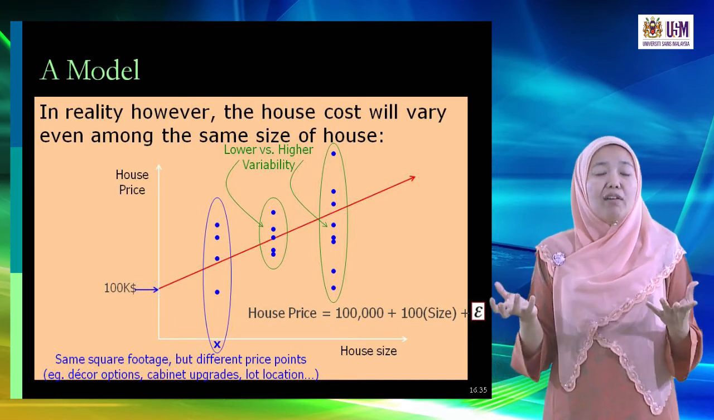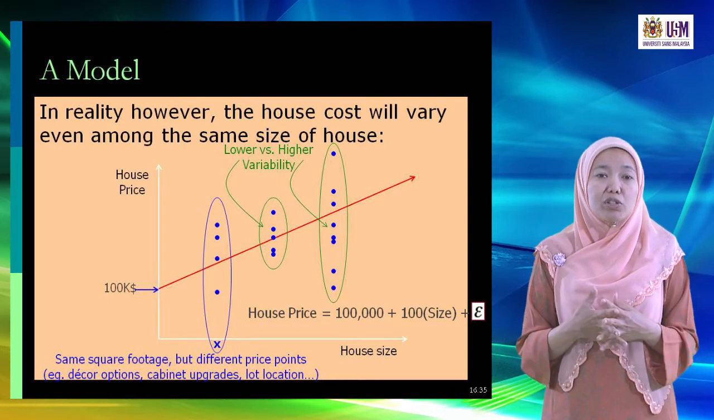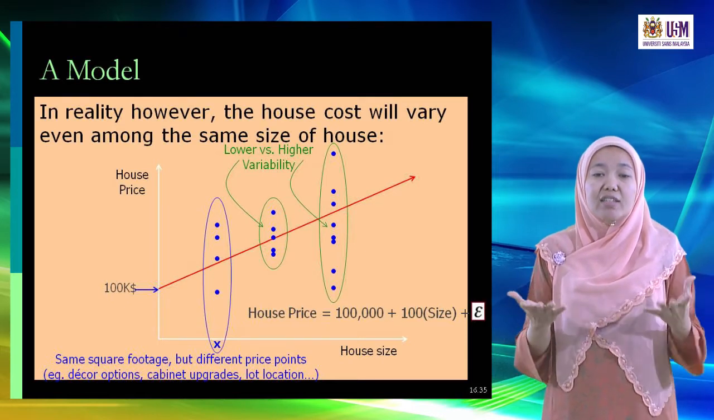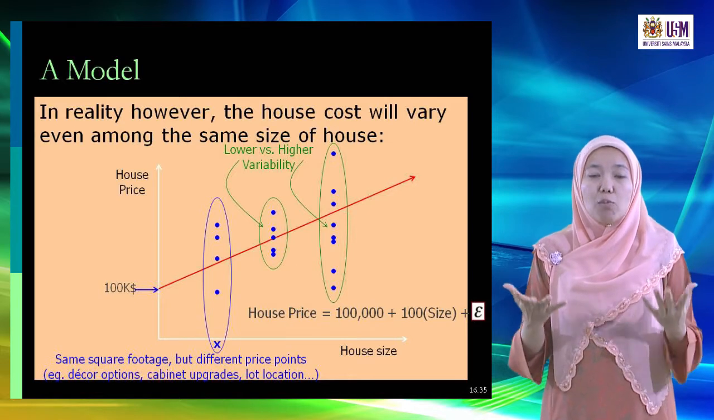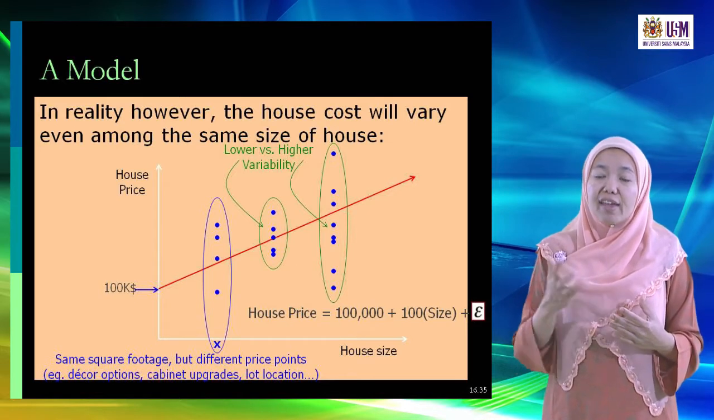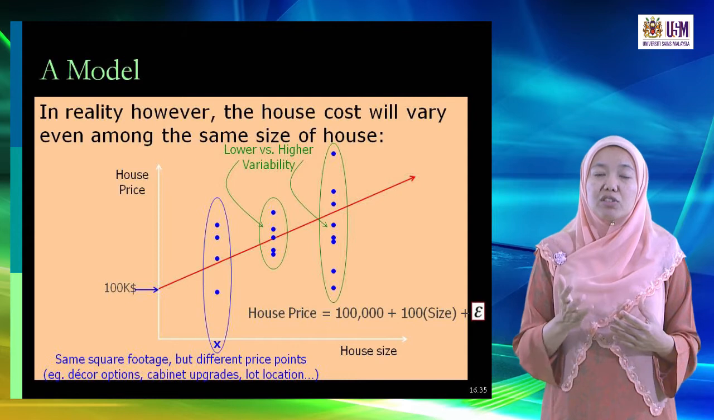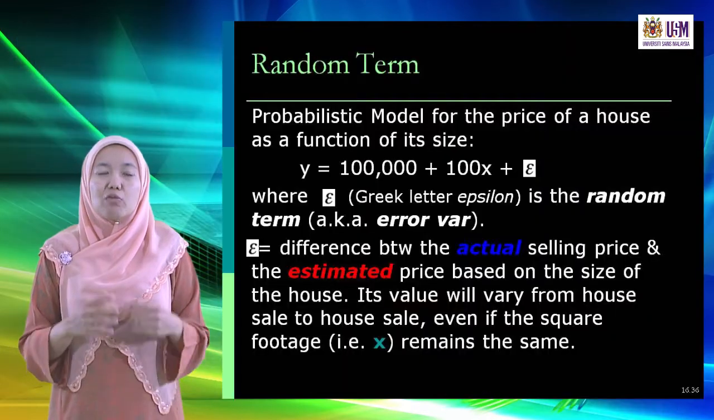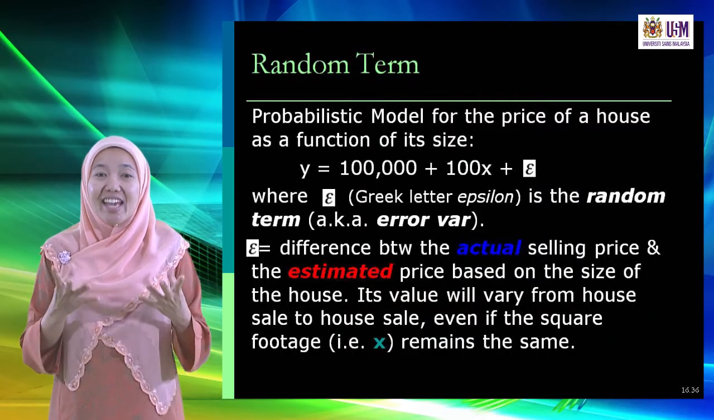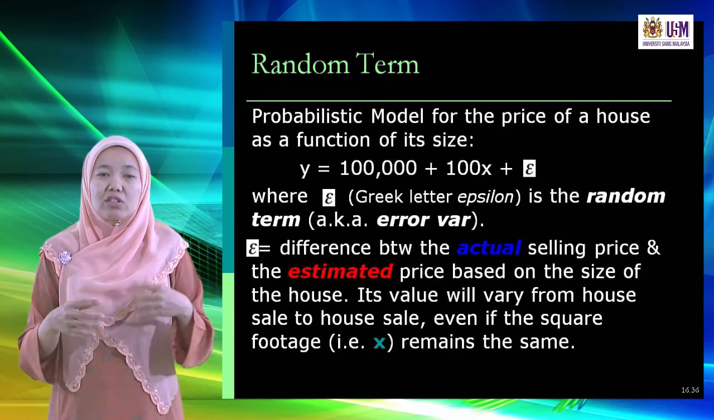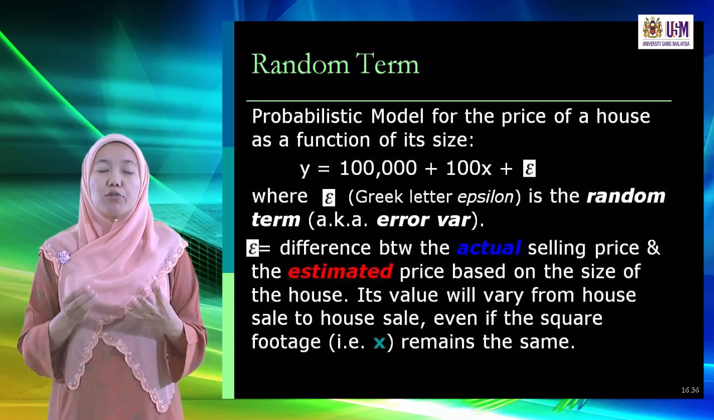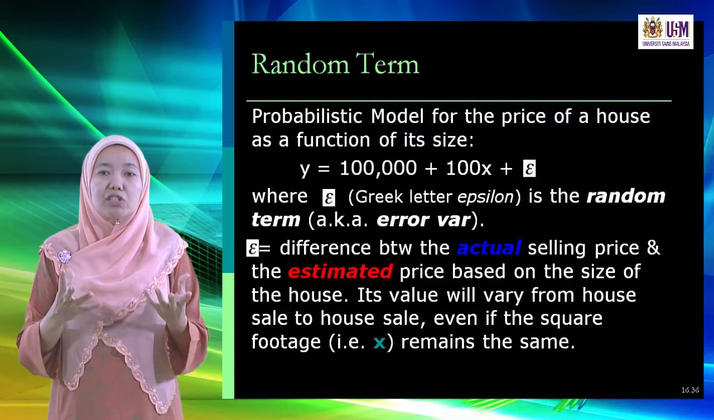Such that what you have now is no longer a deterministic model, but a probabilistic model, with the addition of an error term into your deterministic model. When you add the random term, or the error term, instead of a deterministic model, what you have now is a probabilistic model.